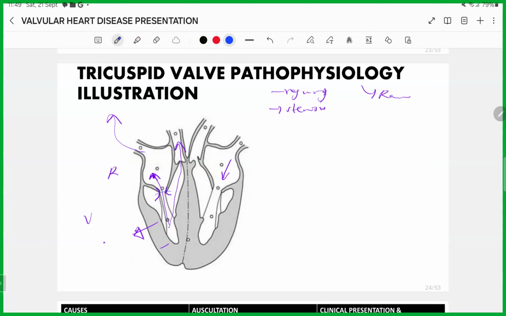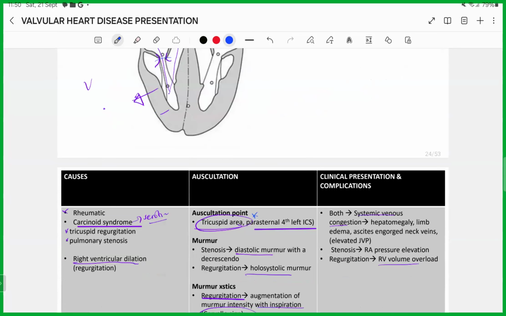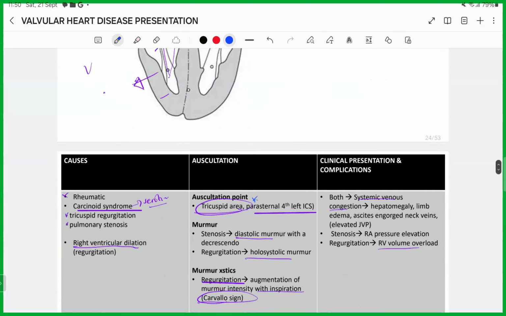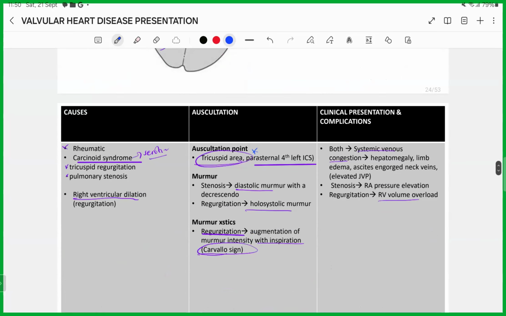So imagine down through the inferior vena cava, up through the IVC. So you'll have systemic congestion, edema, ascites, engorged neck veins, elevated JVP, hepatomegaly. That's what's known as a nutmeg liver, etc. So this one, I won't focus too much on it since it's not that common.